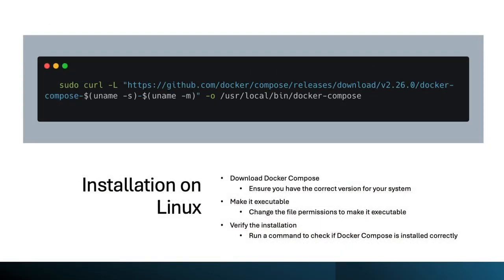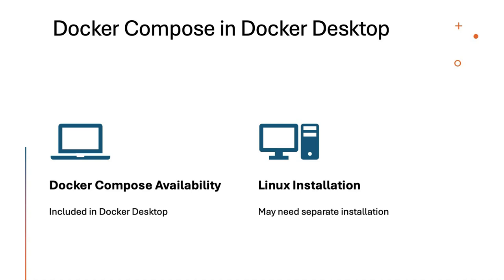To install Docker-compose, first download the appropriate version. Then make this file executable by changing its permissions. And then finally verify the installation has been completed successfully by running a command to ensure the correct installation. Docker-compose comes with Docker Desktop, but for Linux users, as I noted earlier, a separate installation might be required.